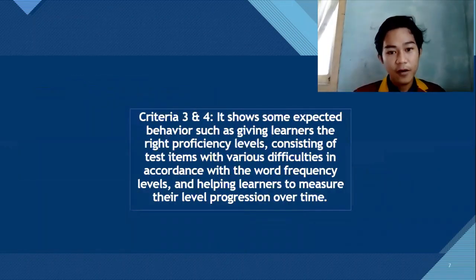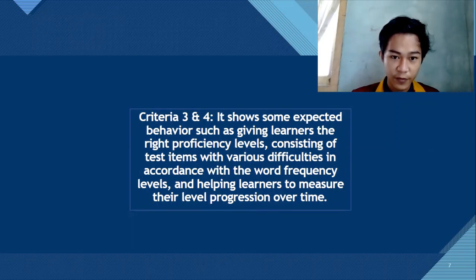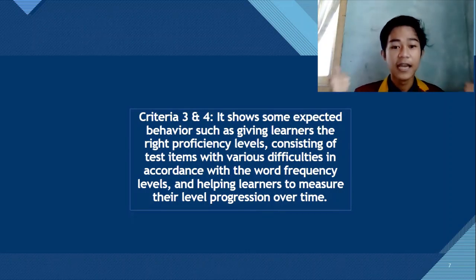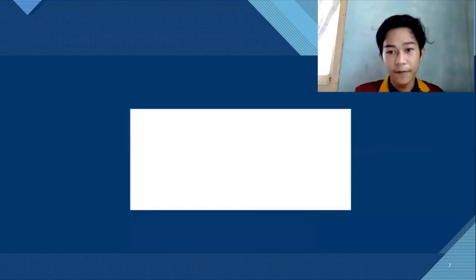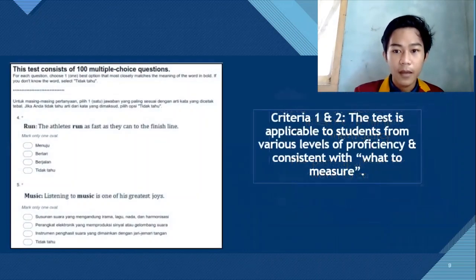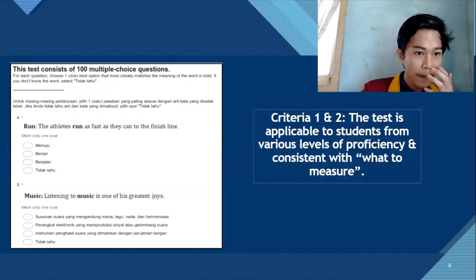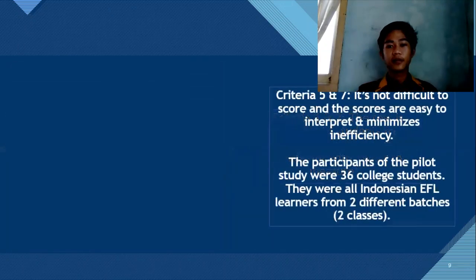Criteria 3 and 4 show some expected behavior, such as giving learners the right proficiency levels, consisting of best items with various difficulties in accordance with word frequency levels, and helping learners to measure their level progression over time. And then here it consists of 100 multiple choice questions.